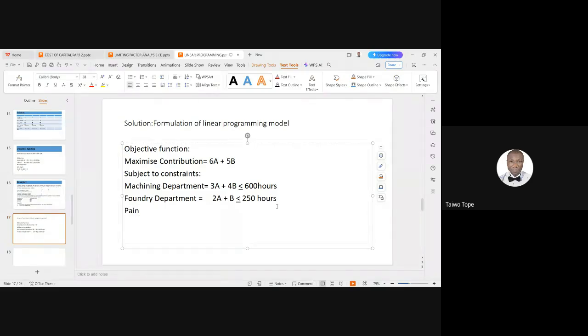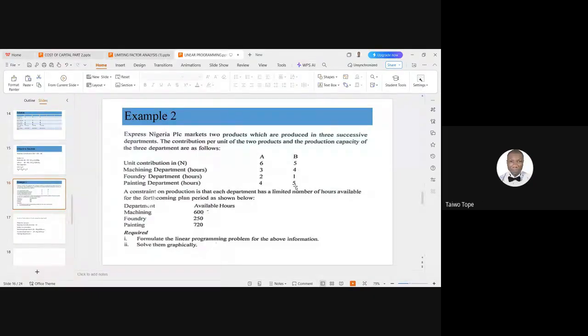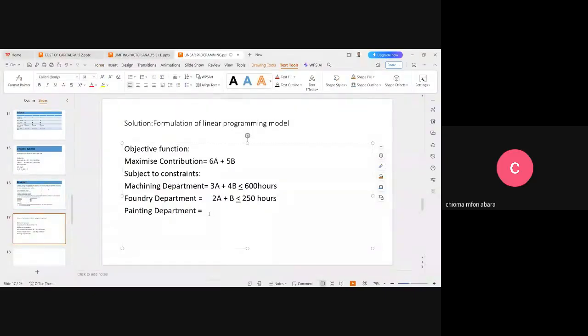For painting. For the painting department, we have it as what? 4A for A, plus 5B, will be less than or equal to 720 hours. So we have 4A plus 5B less than or equal to what? 720 hours.